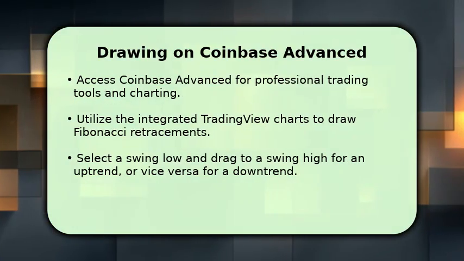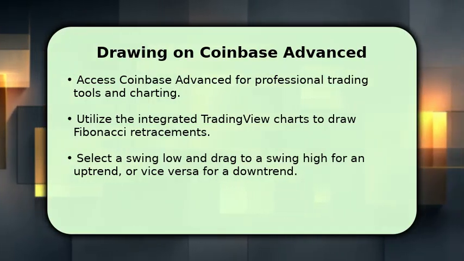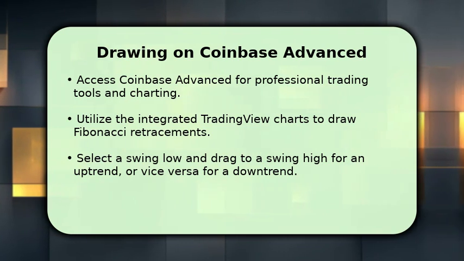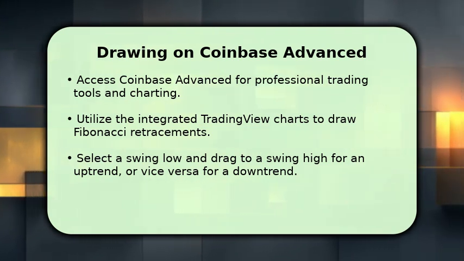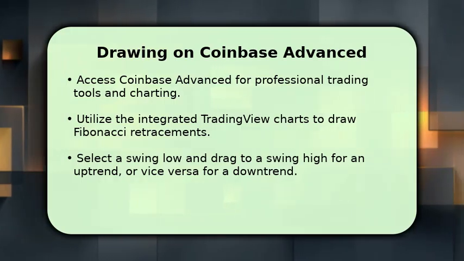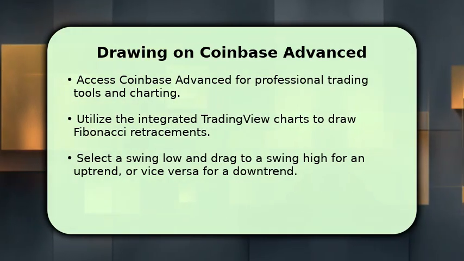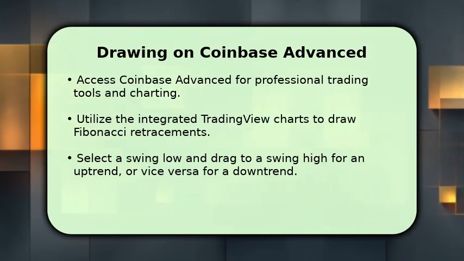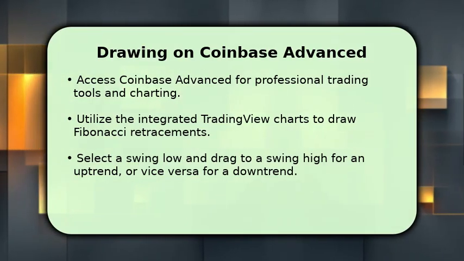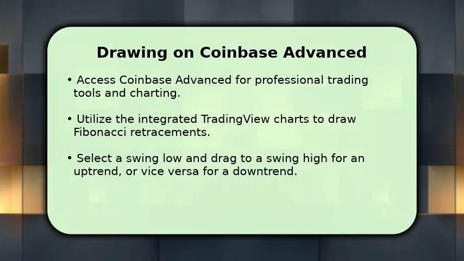To apply Fibonacci retracement, navigate to Coinbase Advanced, which offers robust charting tools. Within the integrated trading view charts, locate the Fibonacci retracement tool. For an uptrend, click and drag from a significant swing low to a swing high. For a downtrend, you would do the opposite, dragging from a swing high to a swing low. This action will automatically display the key retracement levels on your chart.